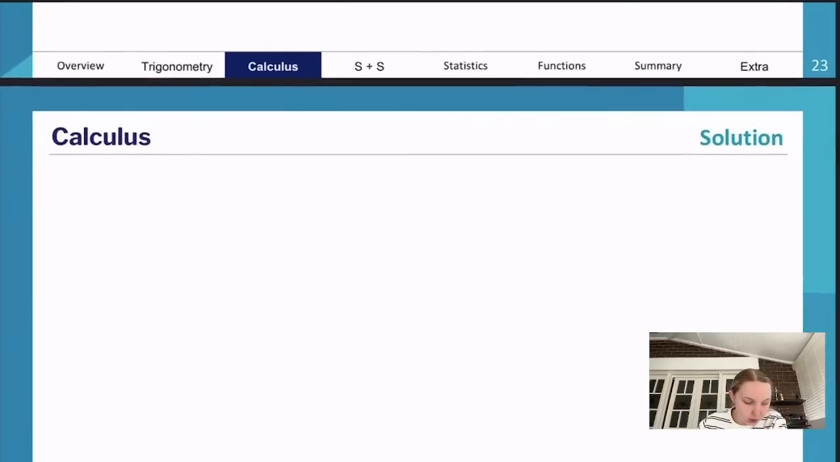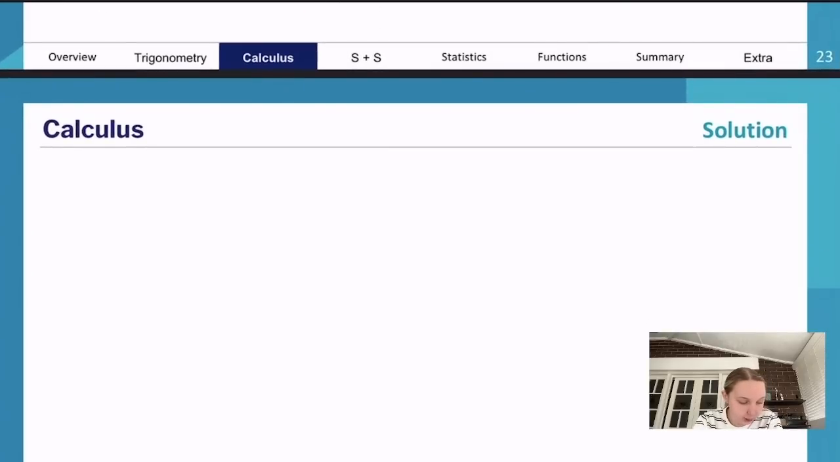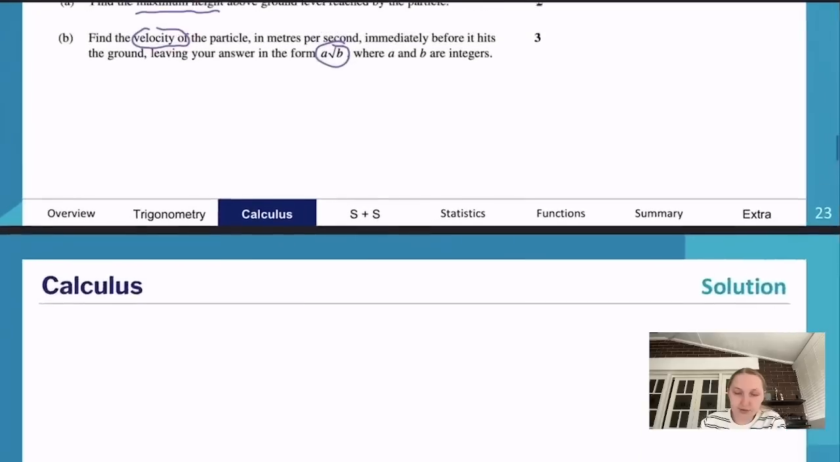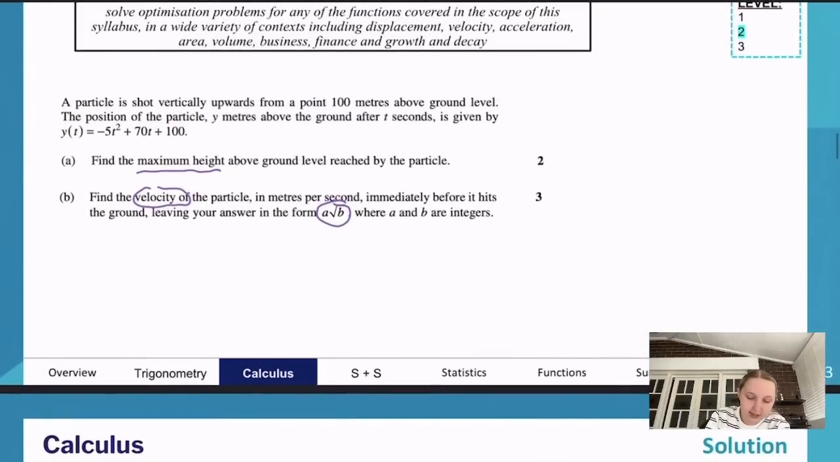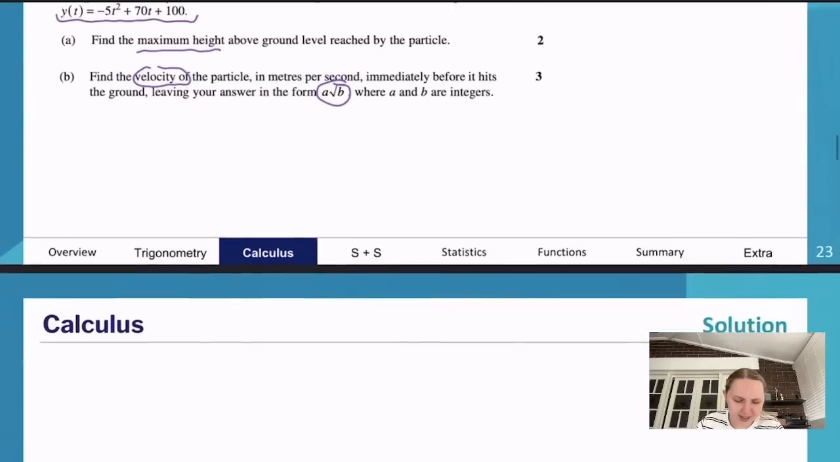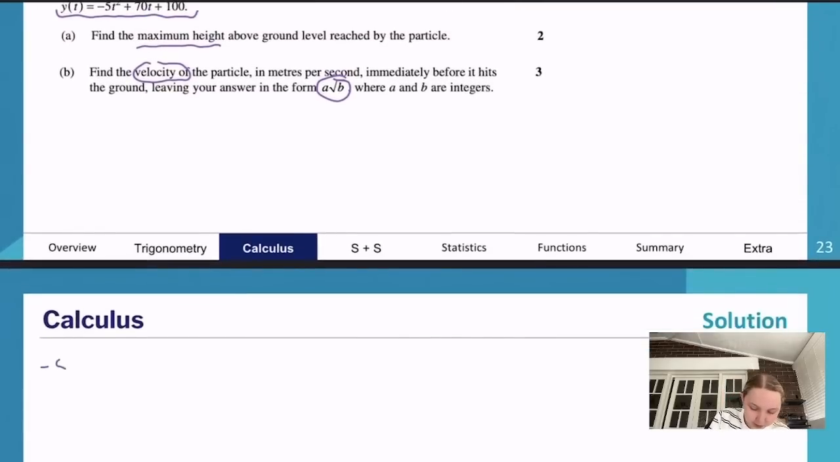Okay, so to find when the particle hits the ground, we want to find when y(t) is equal to 0, right? Because if y(t) is our height, if we have no height, if it's equal to 0, then we have nothing. It's going to be on the ground. Sorry, that was a long way to go about saying that. But anyway, so we're trying to solve for minus 5t squared plus 70t plus 100 is equal to 0.